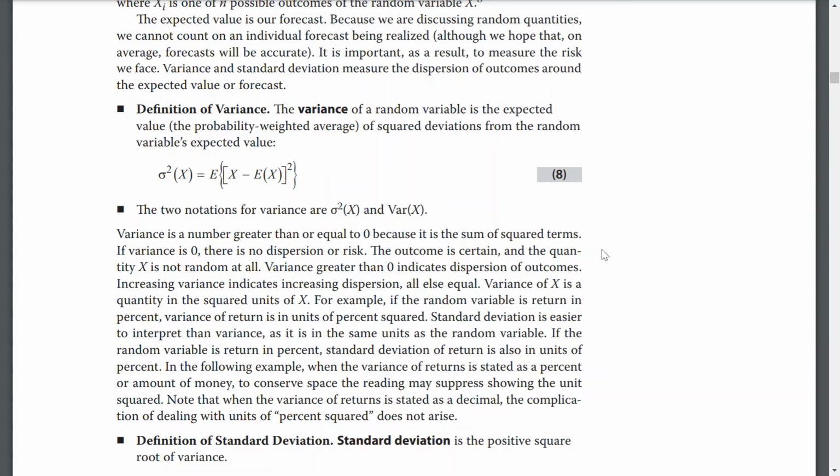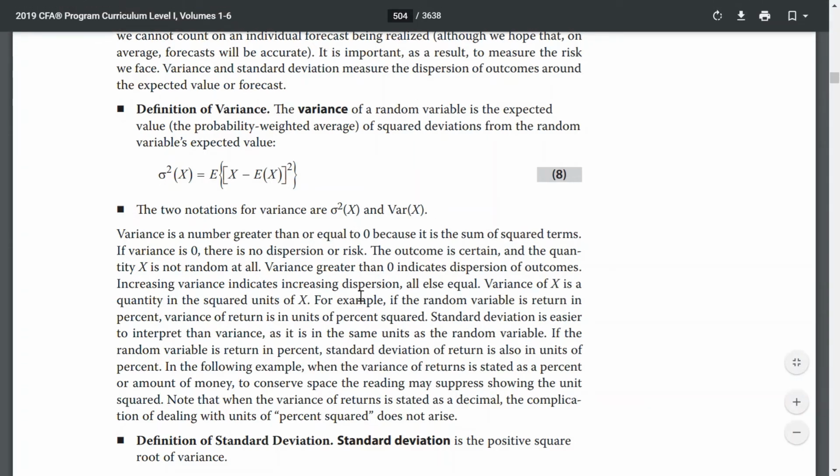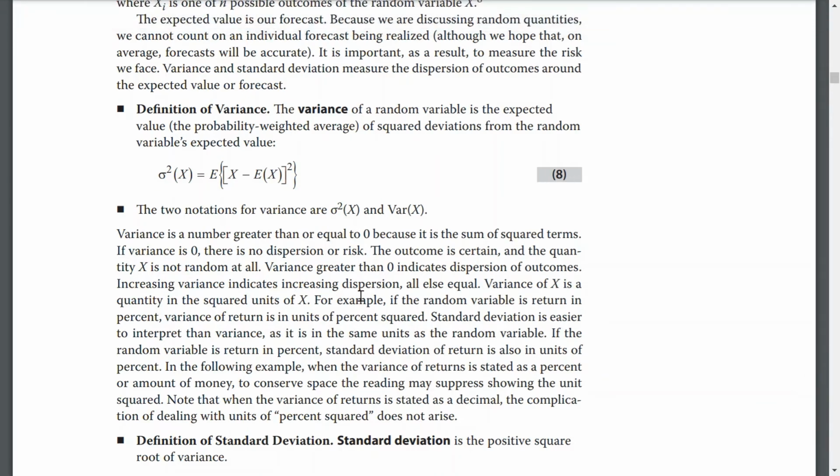If variance is 0, there is no dispersion or risk. The outcome is certain and the quantity x is not random at all. Variance greater than 0 indicates dispersion of outcomes. Increasing variance indicates increasing dispersion, all else equal, or ceteris paribus as we say in economics.